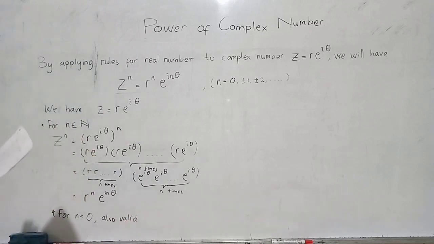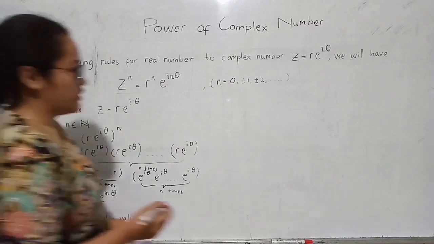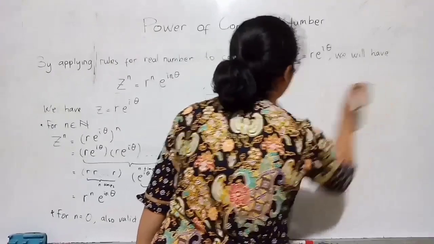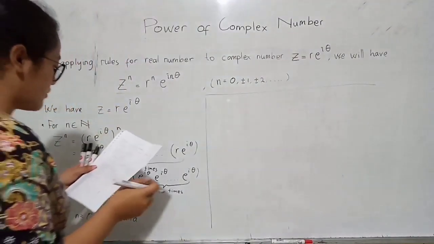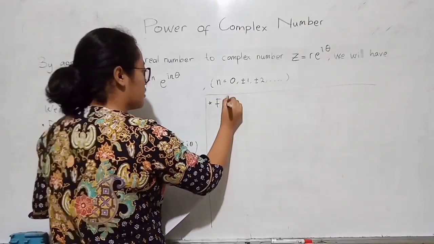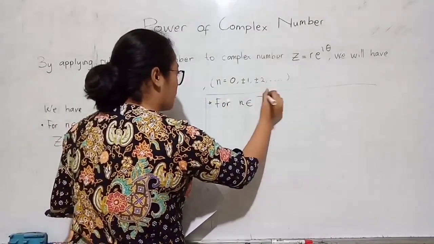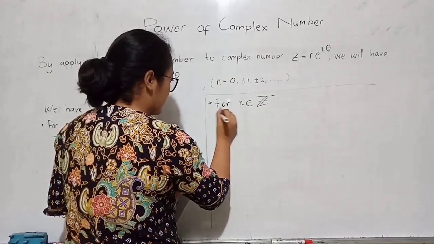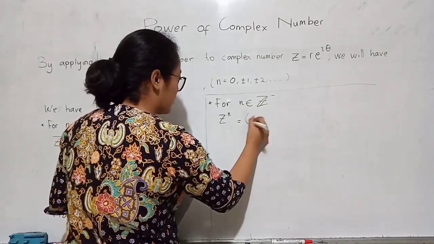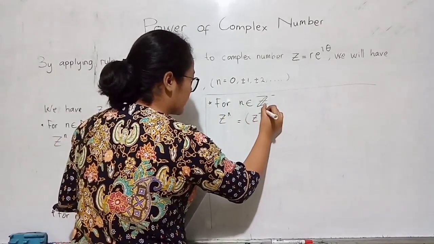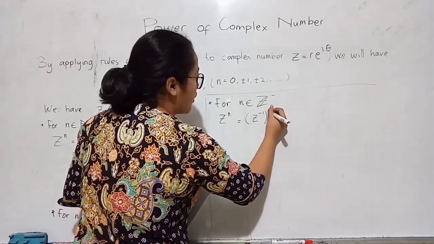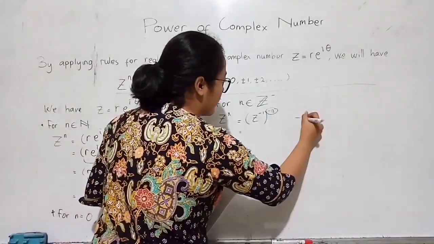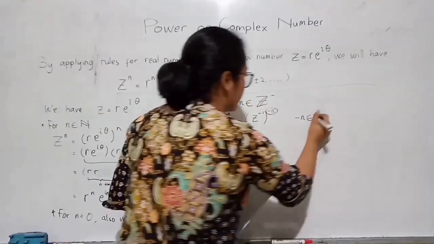And for the next, we will check for n element of negative integer. Maybe we will check in this side. For n is element of negative integer, we will have z power n equal to z power negative 1, power negative n. Note this one, negative n is element of natural number.